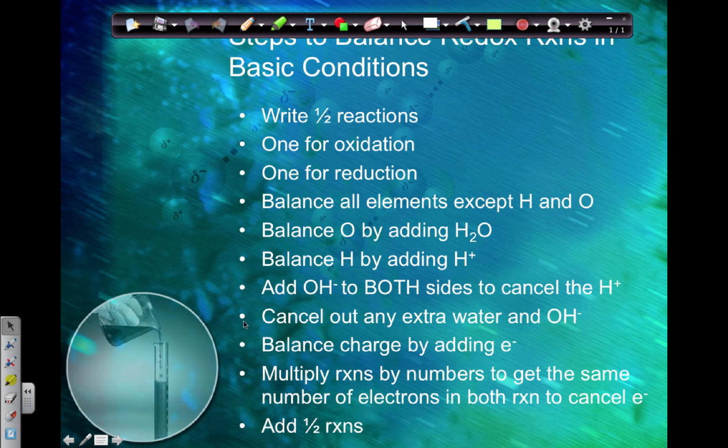And then at that point, besides the electrons canceling, you also are going to cancel out any extra waters and hydroxide. So if you have 4 waters on one side and 2 waters on the other side, what ends up happening is those 2 waters end up disappearing. I'm going to show you that in an example. But everything else is pretty much the same.